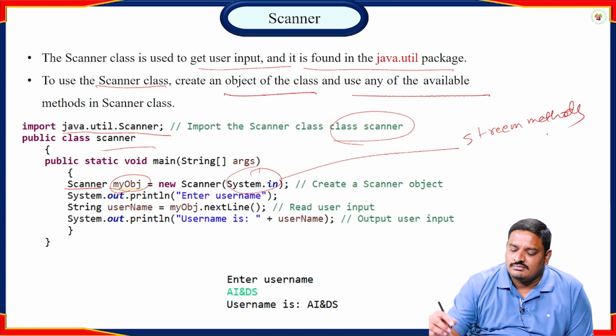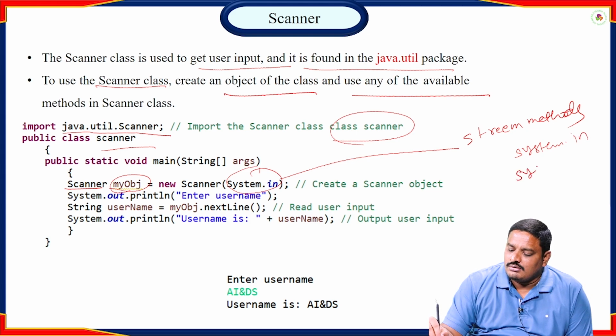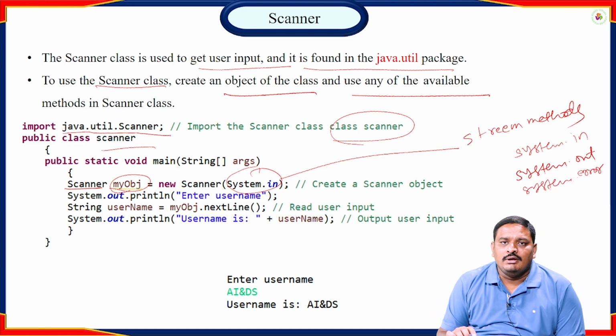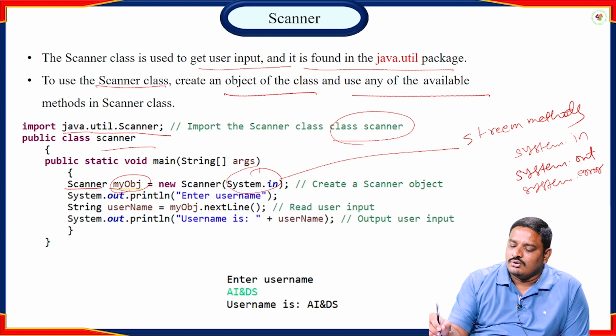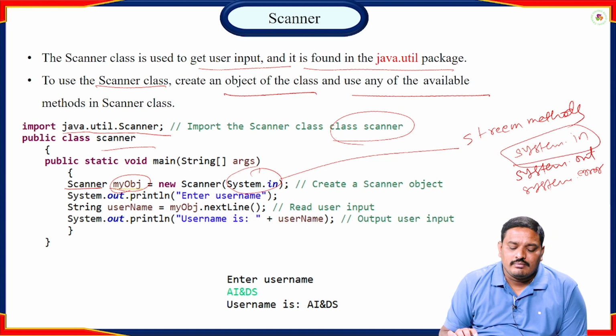Stream methods. What are the stream methods? System.in, System.out, System.err. These are the input stream methods. So now I am taking System.in.